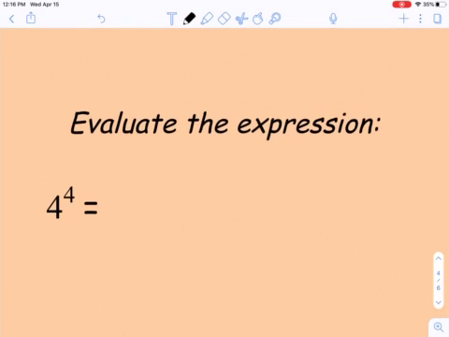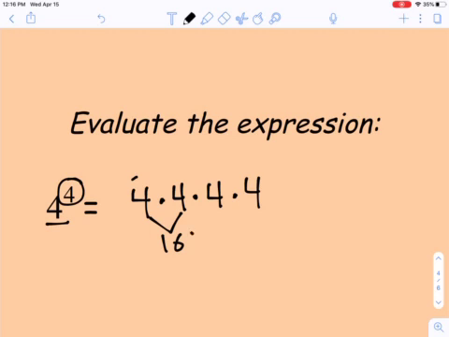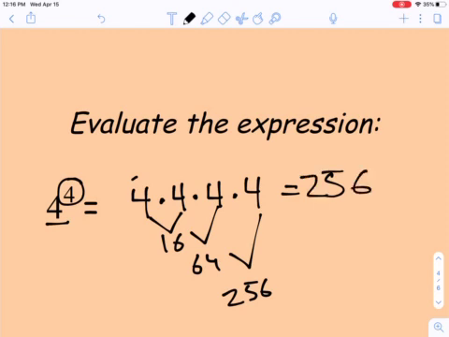Let's look at another one: 4 to the 4th power. Let's write out what it means. This means 4 times 4 times 4 times 4. So 4 is my base, which is why I kept repeating it, and I repeated it 4 times. 4 times 4 is 16, 16 times 4 is 64, and then 64 times 4 is 256. So our answer is 256, and I only know that because I've done it a number of times.